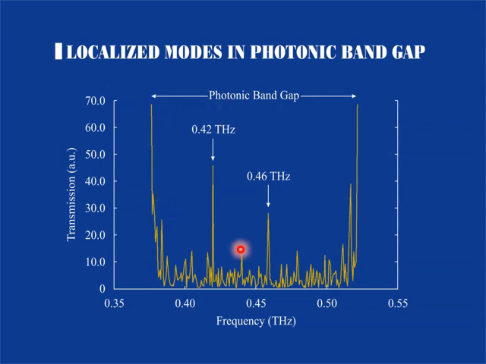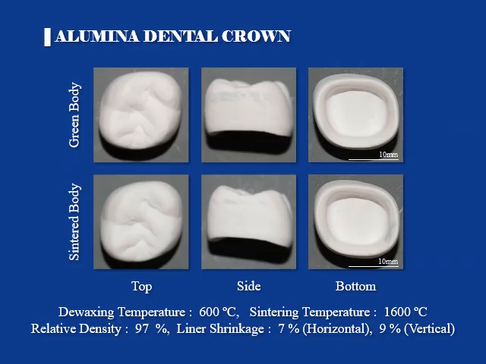This figure shows the measurement result. The photonic band gap opens in the perfect photonic crystal structure, and the introduced structural defect creates a transmission peak of the localized mode at a specific frequency.